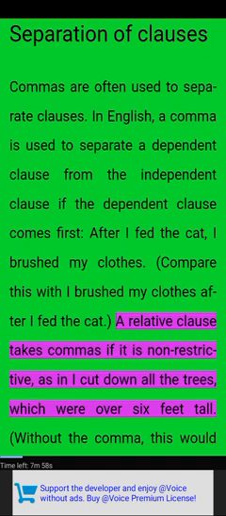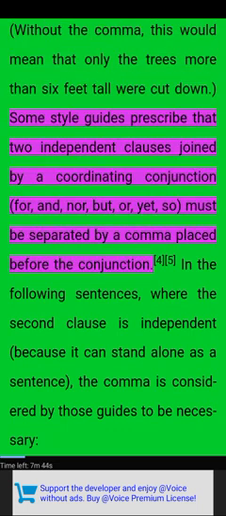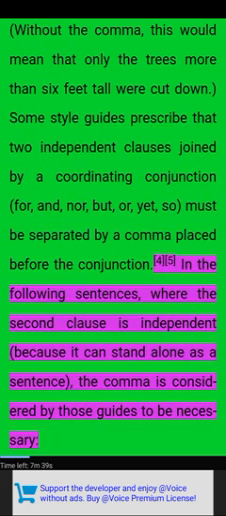A relative clause takes commas if it is non-restrictive, as in I cut down all the trees, which were over 6 feet tall. Without the comma, this would mean that only the trees more than 6 feet tall were cut down. Some style guides prescribe that two independent clauses joined by a coordinating conjunction (for, and, nor, but, or, yet, so) must be separated by a comma placed before the conjunction. 4. 5. In the following sentences, where the second clause is independent because it can stand alone as a sentence, the comma is considered by those guides to be necessary.